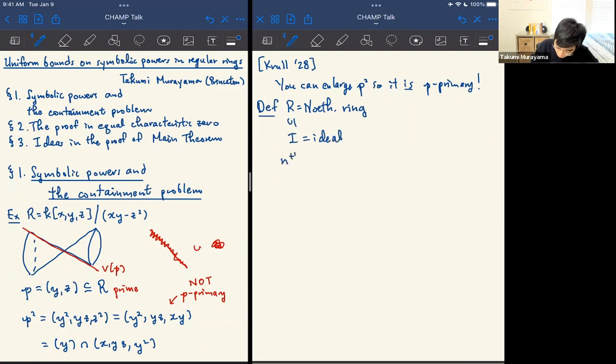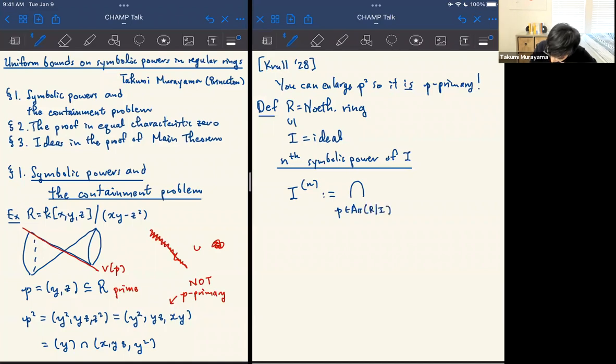Then the nth symbolic power of I is the following ideal. We denote it by I parenthesis n. And what you do is you expand and contract when you localize at each prime ideal. So I'll say that out loud, but really what I mean is you do this.